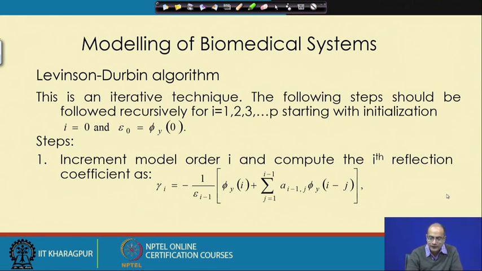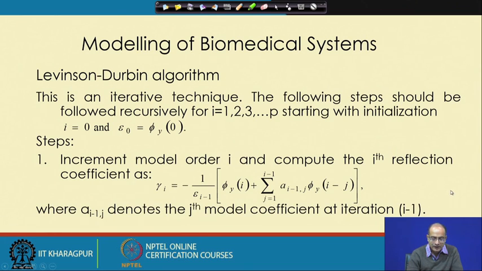After we compute the reflection coefficients, we go to the next step. For that we need to make use of the computation of a i minus 1 comma j, which suggests the jth model coefficient at iteration i minus 1. That means we make use of the prediction coefficients from the previous level, find out what the error is, and then we get the reflection coefficient.